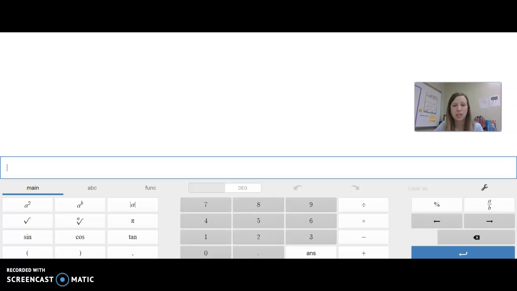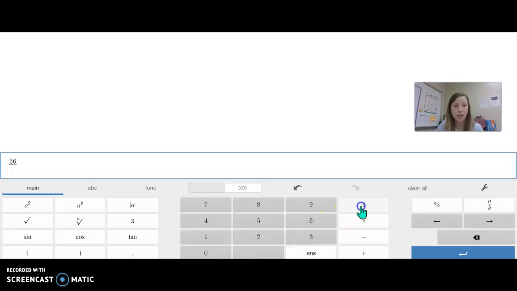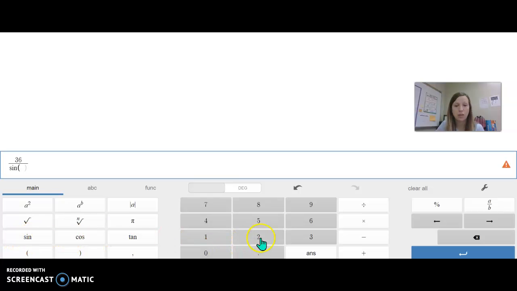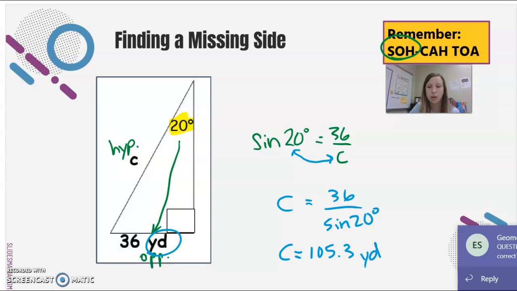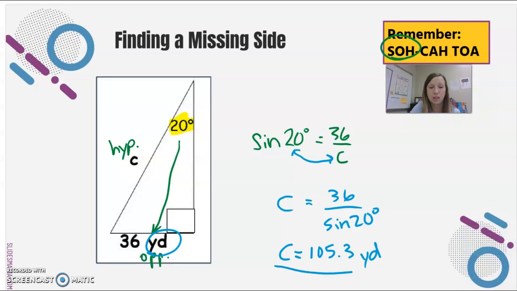Okay, so here's the Desmos Scientific Calculator, and we are typing in 36 divided by, and it was sine of 20 degrees. Close those parentheses, and you can see the answer over here to give you the length of the hypotenuse, which is 105.3, because the 5 will round it up. So C equals 105.3, and there is a unit here, so let's use the unit if we have it, yards. So there is the length of that side.